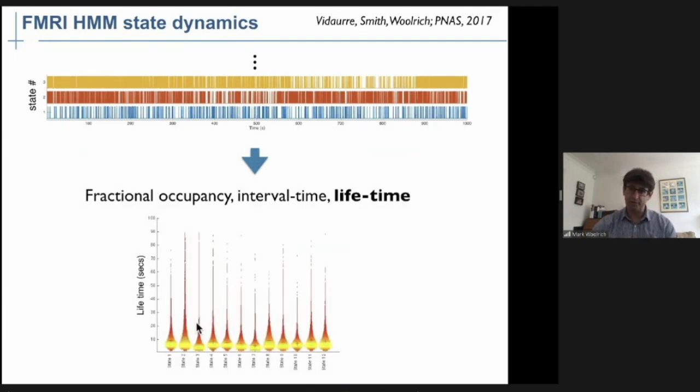We're looking at the distributions of the lifetimes, so the time spent in a state before moving into a new state, for the 12 states. And we can see here that a typical lifetime is on the order of 5 or 6 seconds. And so we're seeing switching on timescales as fast as you could really expect to go, given the hemodynamic limitations of the fMRI data, the fact that we're looking at the brain through the blurred lens of the hemodynamic response.